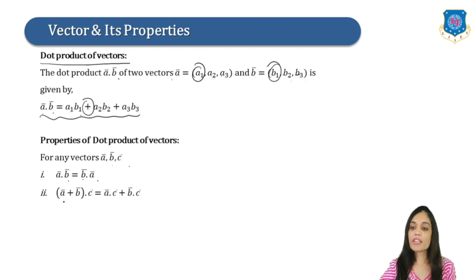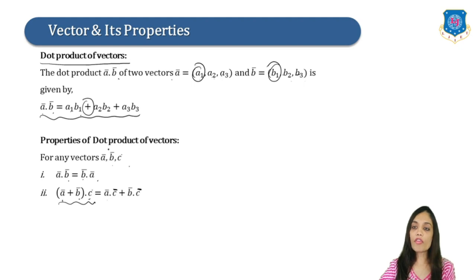Now the next property is, if we have vector (A bar plus B bar) dot C bar, then how do we write this? We have to write it as A bar dot C bar plus B bar dot C bar. Okay? So these are the properties of the dot product.